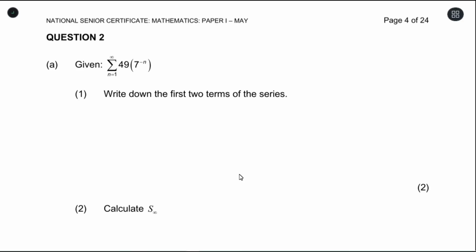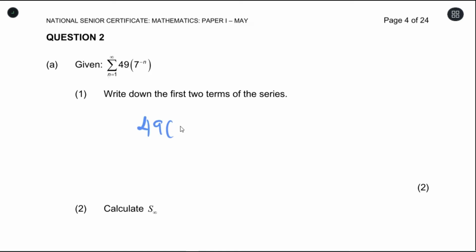Question 2. Now we're given this sigma notation. This sigma notation is a sum to infinity sigma notation. The equation of the sigma notation is 49 open bracket 7 to the power of negative n. The first value we substitute is n equals 1. Now, the first question asks us to write down the first two terms of this series. So since for this equation we have to start with n equals 1, we substitute that as our first term.